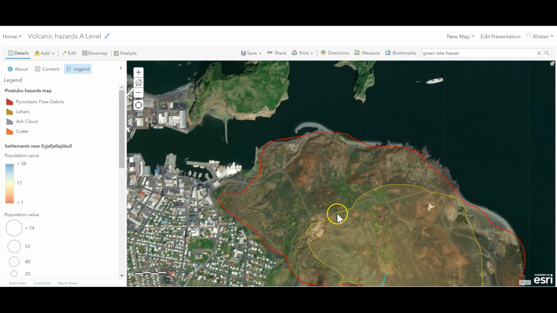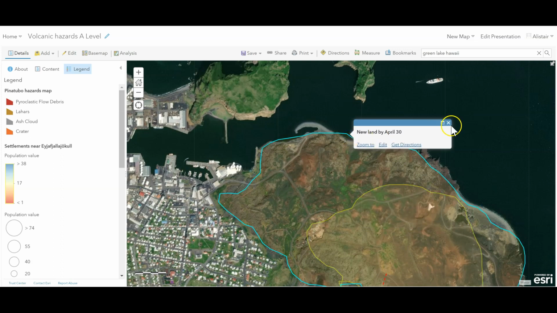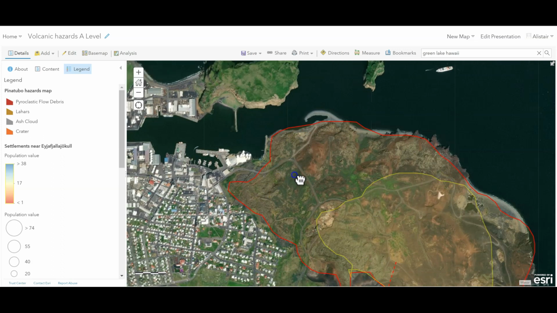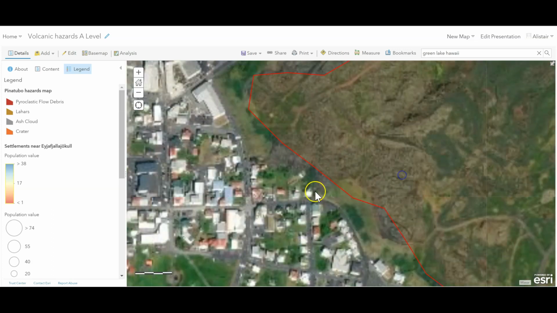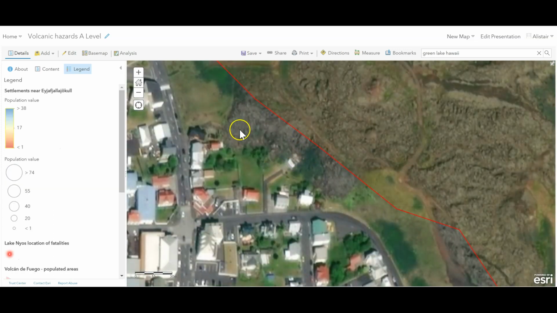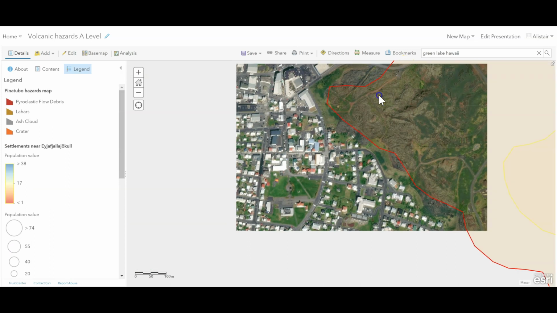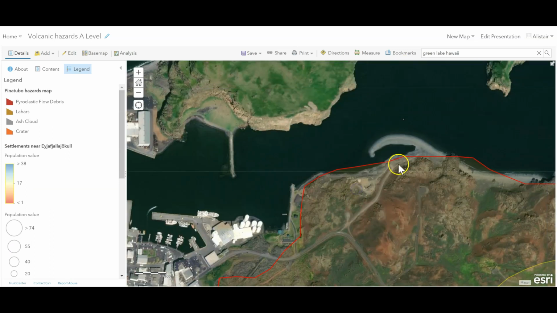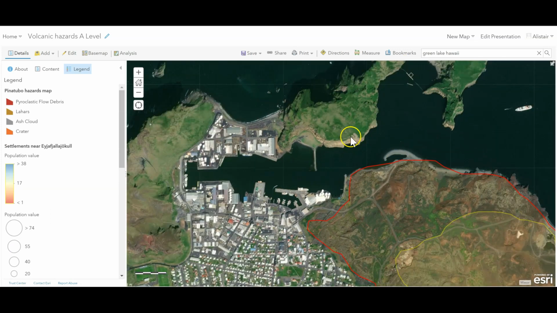Here is the lava flow by the 28th of January. And here by the 30th of April. Again, notice the time scales in this. So people, plenty of time to evacuate. Houses, not so much. But the big challenge here in the case of Heimaey was if this harbour had been cut off, the economic impacts would have been considerable.